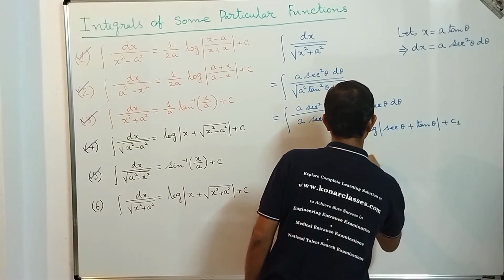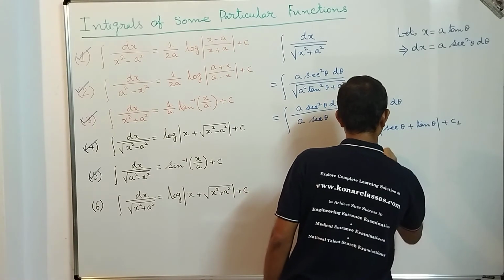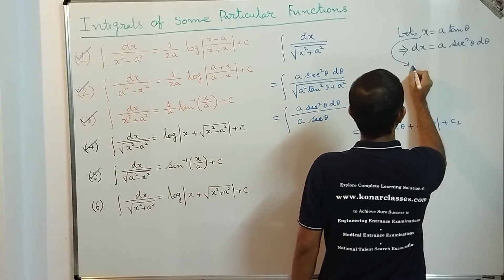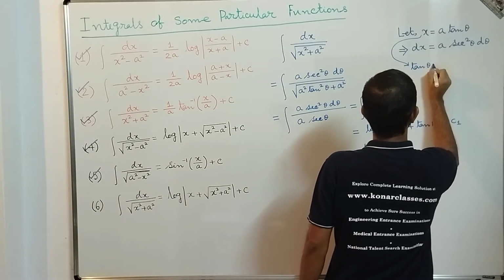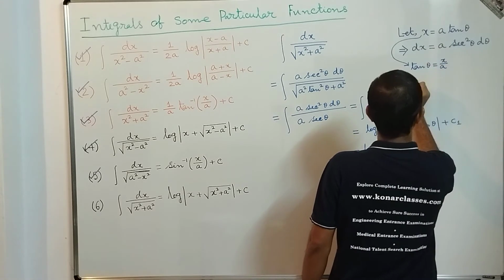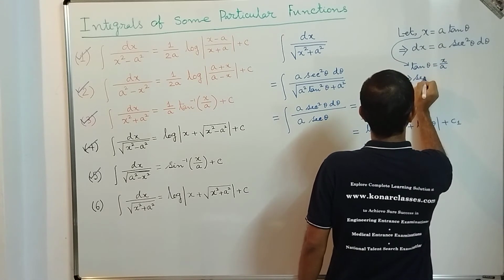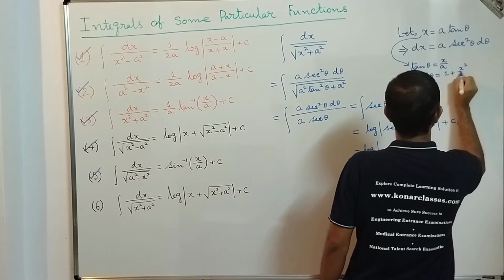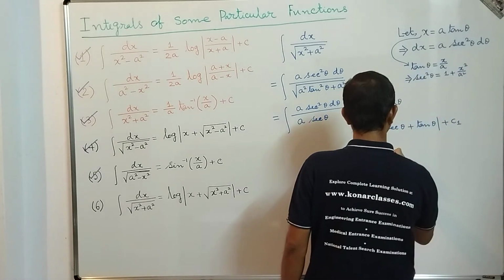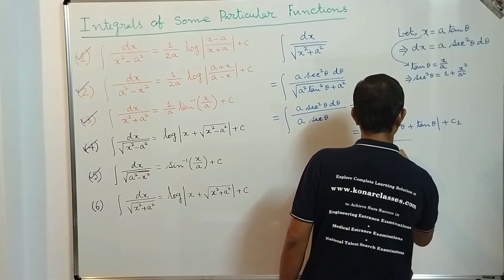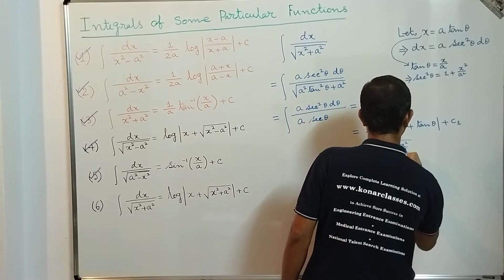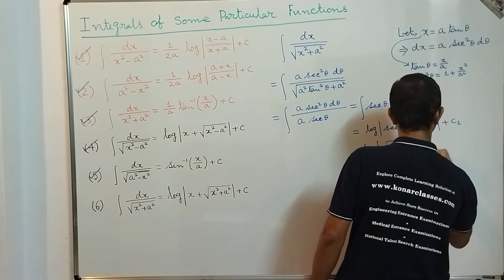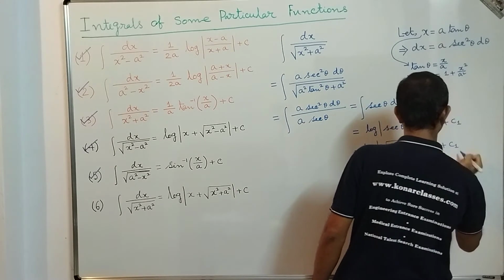So this is equal to what, dear students? So this is equal to log of mod. What is sec theta? Here we get tan theta is equal to x by a. So that implies sec square theta is equal to 1 plus tan square theta, that is equal to 1 plus x square by a square. So that means sec theta should be equal to square root of 1 plus x square by a square, plus tan theta is equal to x by a, plus c1, correct?